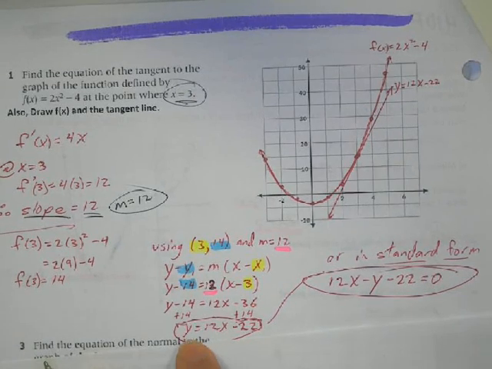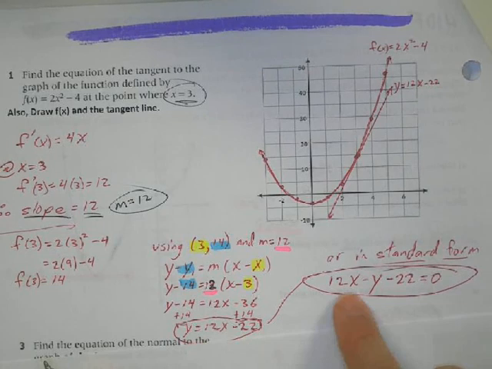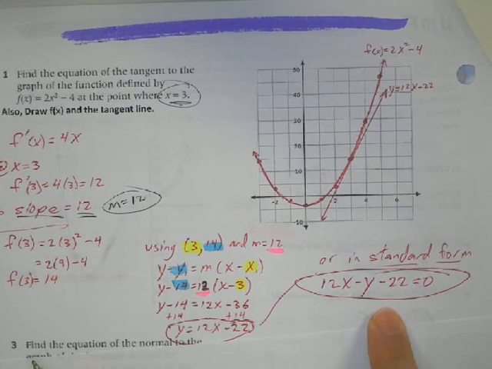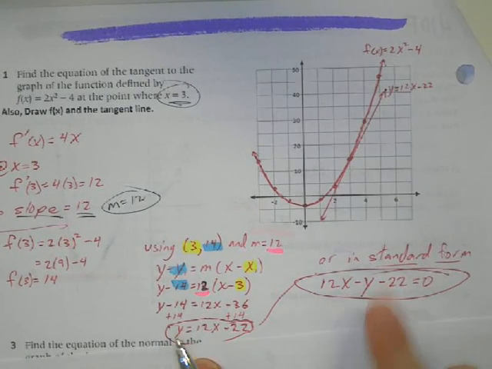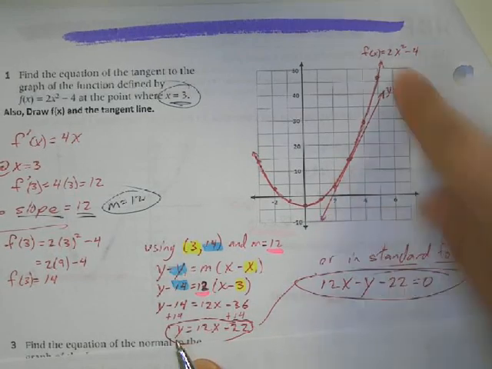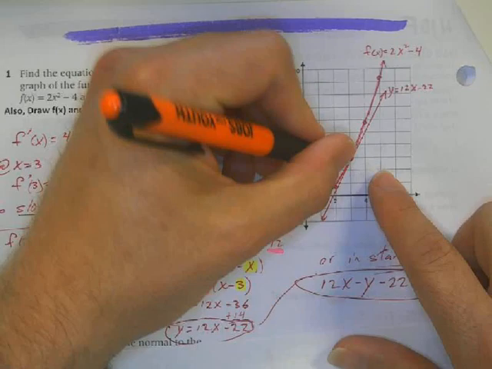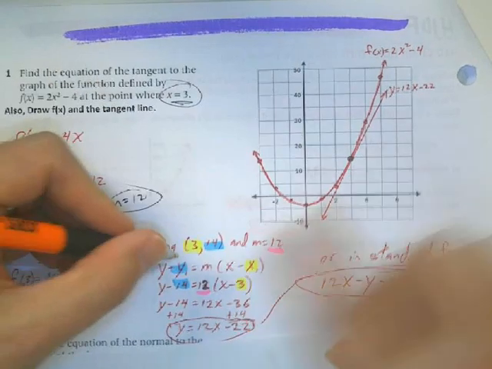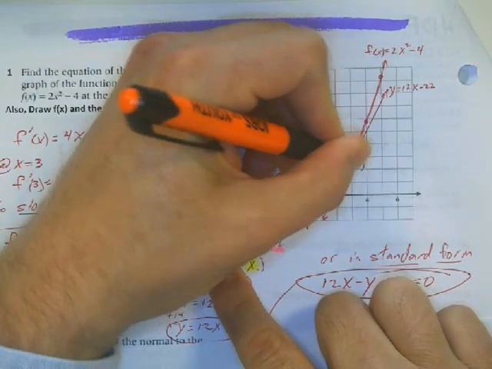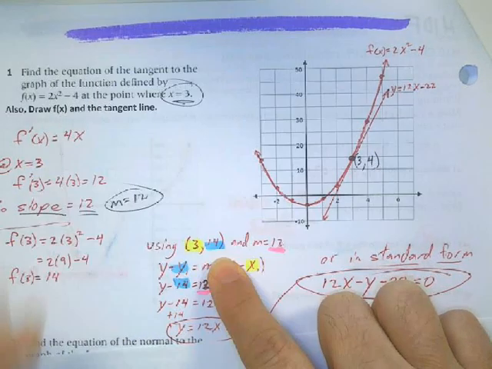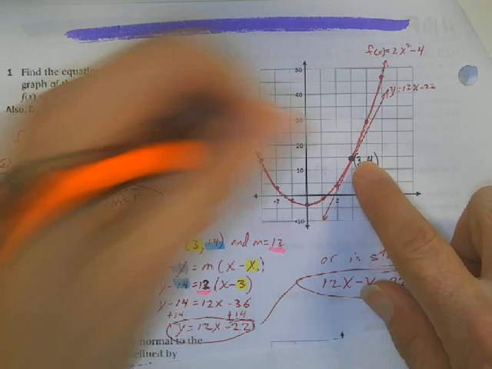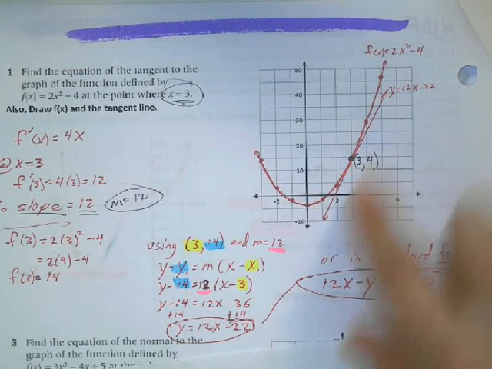If I wanted to write it in standard form, I would bring the y to this side. But regardless, there is my equation of this straight line right here, at the point (3, 14). Okay, so a tangent line touches the curve at one point.